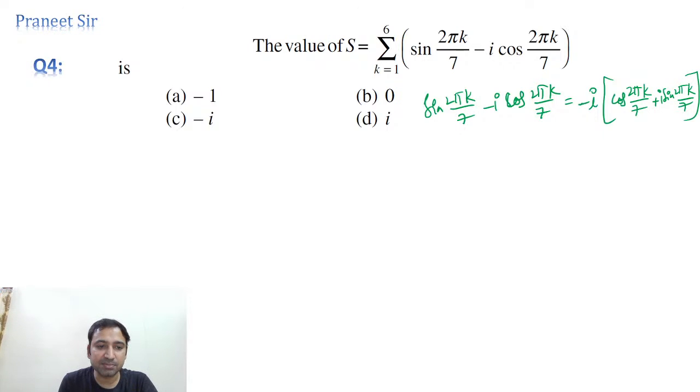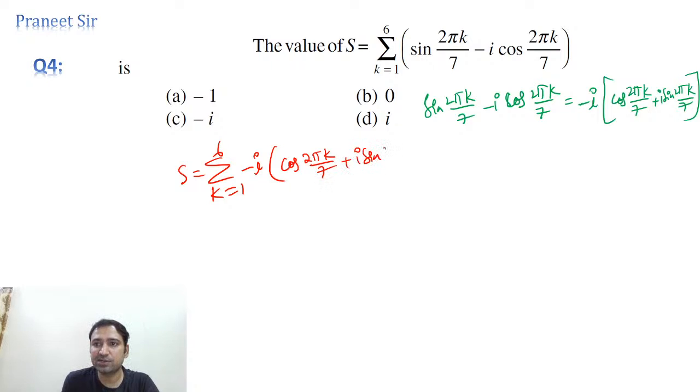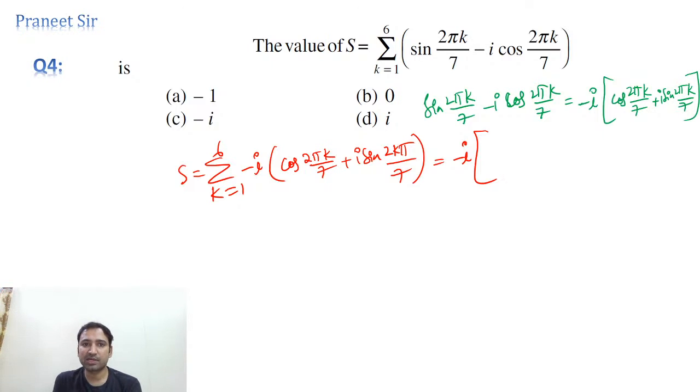So now we can simplify the given question as sigma k equals 1 to 6, equals minus i if I take common, so this is what we're getting: cos 2 pi k by 7 plus i sine 2 k pi by 7. Right, this is what we're getting. So minus i we can take outside. So what can be the answer, guys? Anyone?